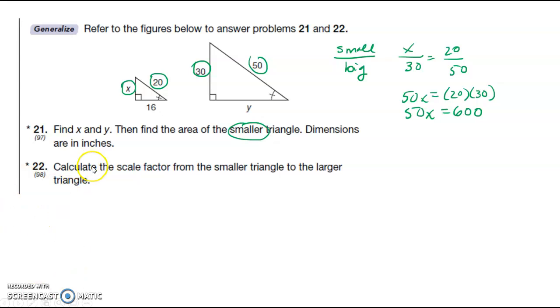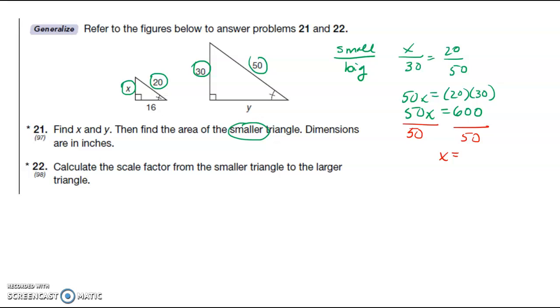We're on starred problem number 21 here. We didn't get to finish this in the last one, so let's see where my cursor is. There we go. So we were solving for x. What we did was we said small triangle over big triangle. So we did x is to 30 as 20 is to 50. We're solving for x. And x is equal to 600 divided by 50, which I think is 12.